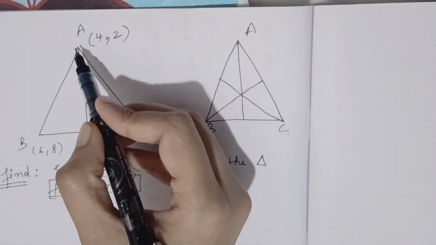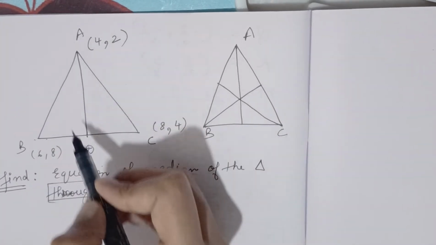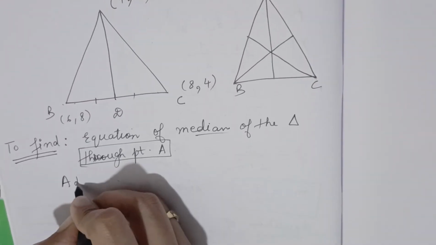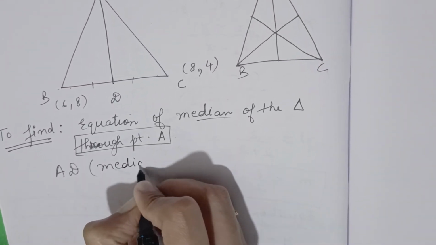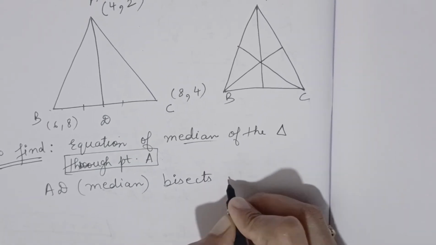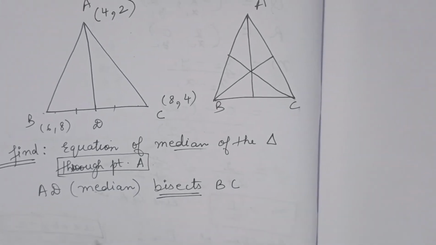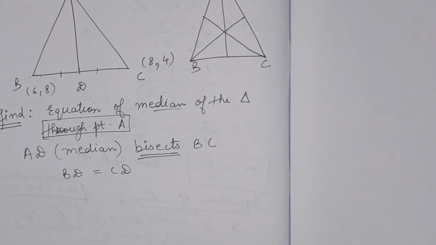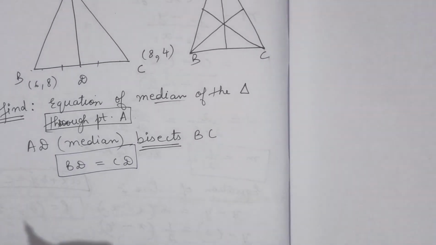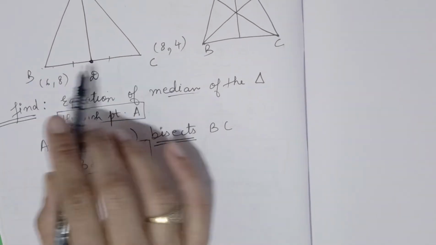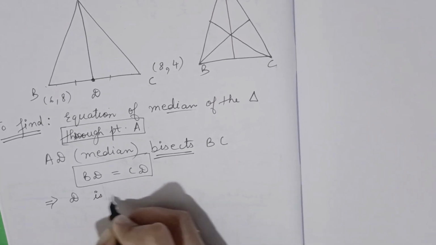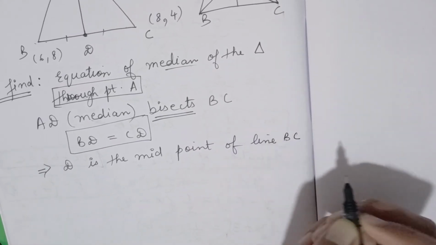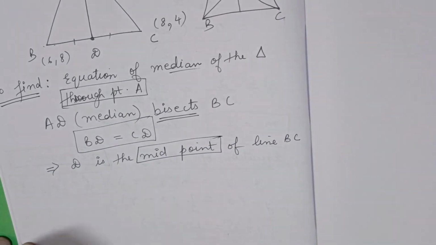Now what is a median? A median divides the third side of the triangle, the side on which it is falling, into 2 equal parts. So basically here AD, which is the median, bisects BC. Bisection means dividing into 2 equal parts. So here we can understand that BD is equal to CD. So if it is a median, you have to remember that the median is dividing this line into 2 equal parts, which means point D is the midpoint of line BC. So anytime a median is there, you have to remember M for median, M for midpoint.